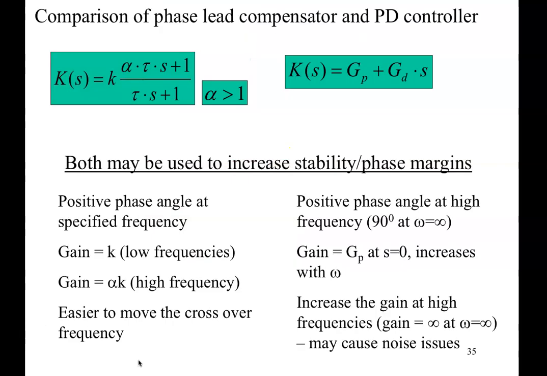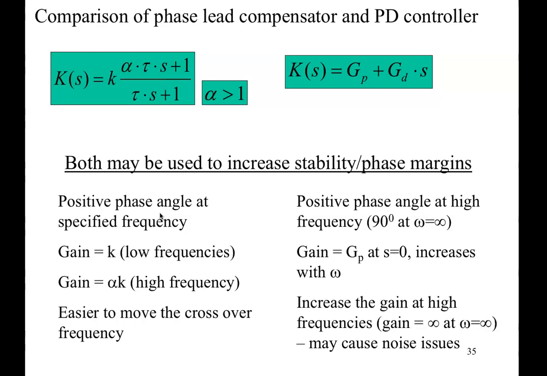I can do some comparisons here. Okay, this is the transfer function for the phase lead compensator. This is the transfer function for the PD controller. So you can see some commonalities here in the numerator. In the numerator, there's a 1, there's some value times s, then there's a k. It's just the denominator that you don't have for PD control.